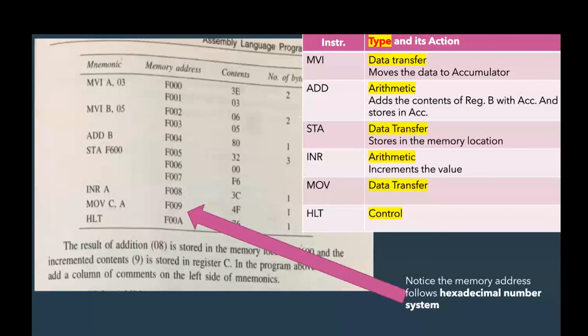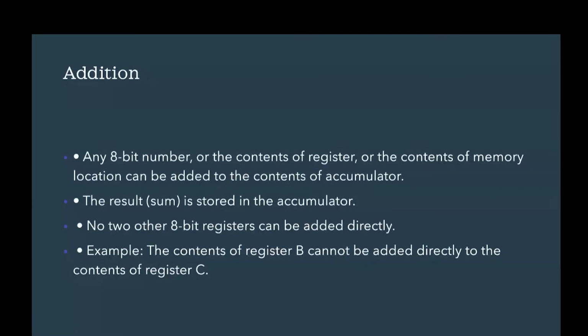You have to do everything with respect to the accumulator. The contents of register B cannot be added directly to the contents of register C. Okay, that is an example.